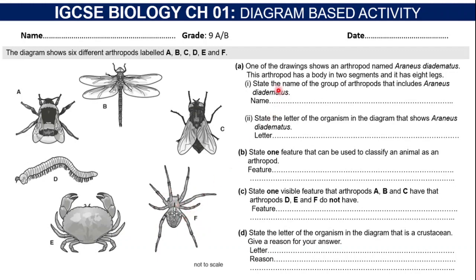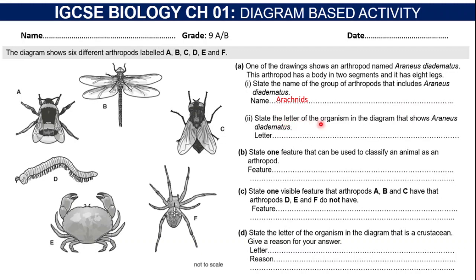State the name of the group of arthropods that includes Araneus diadematus. So now the group, if you remember, you can recall the characteristic features. Who has these characteristic features, 4 pairs of legs? Yes, it is arachnids, my dear. Remember, arachnids have this feature. So the name of the group is arachnids.